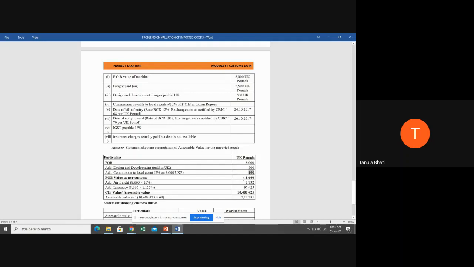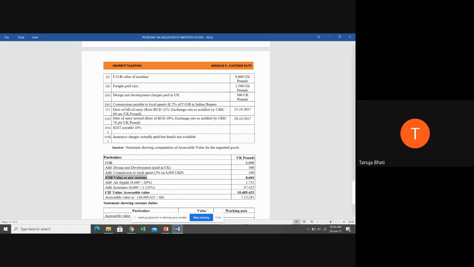Now this is nothing but 8,660 UK pounds, which is the FOB value as per customs, because whatever we had to add, we added. FOB value which is not as per customs is FAS plus your loading plus your export duty. To this FOB, when you add all expenses that you need to add as per rule number 10, you get FOB value as per customs.